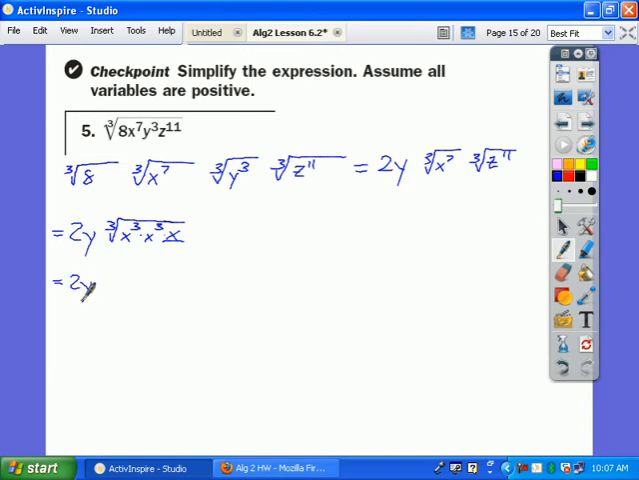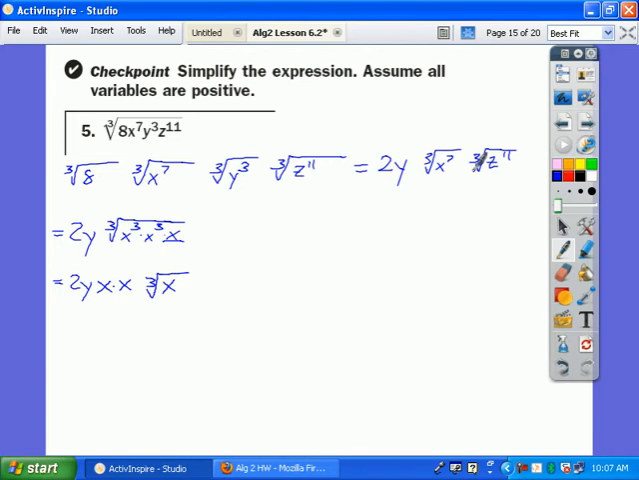Okay, so in this case I get 2y, and I'm going to have, again, the cube root of x cubed is just x. This is the first one. The cube root of this x cubed is also just x, so we could just write that as x squared. And now we're left with the cube root of x here. This is the last piece, that's the remainder.